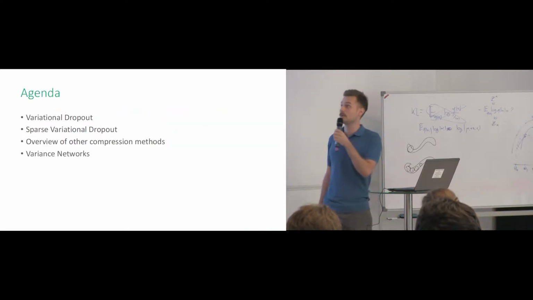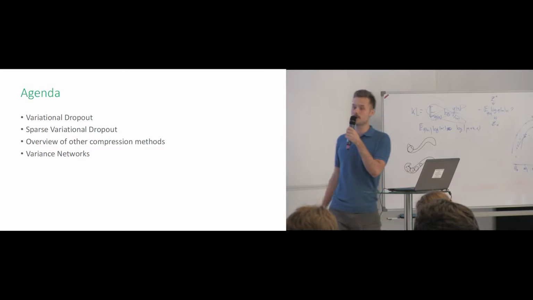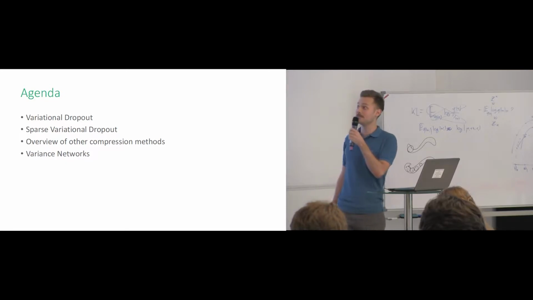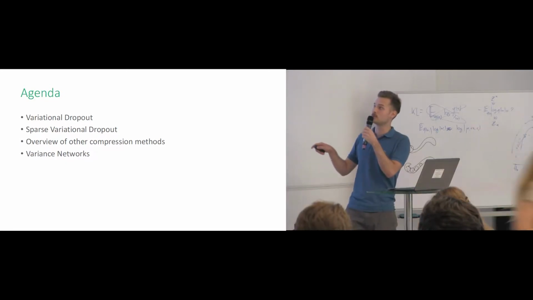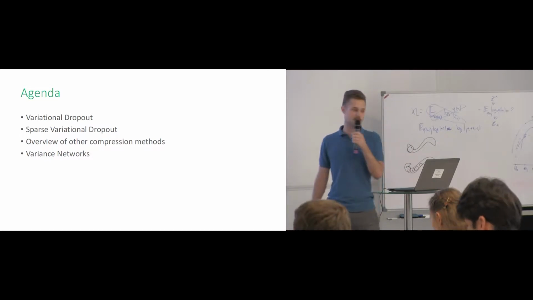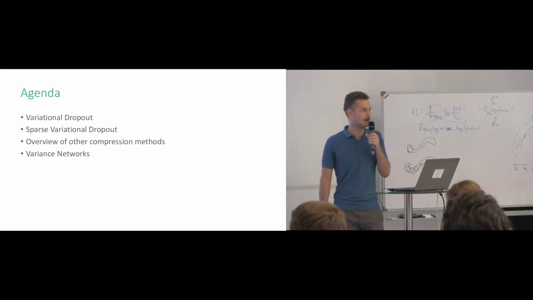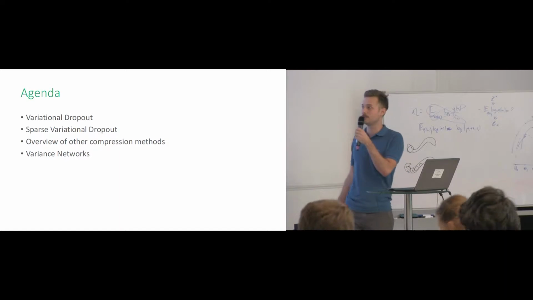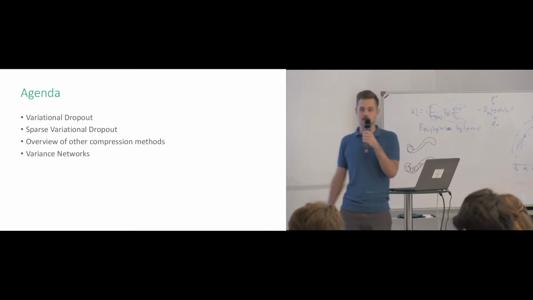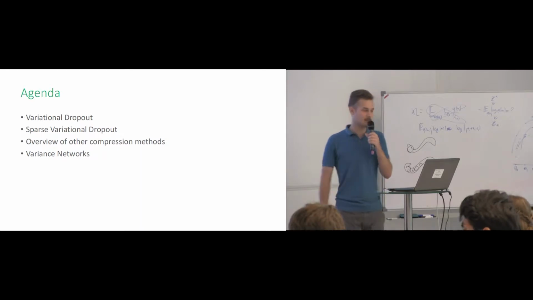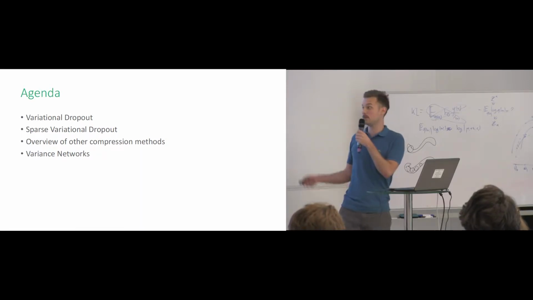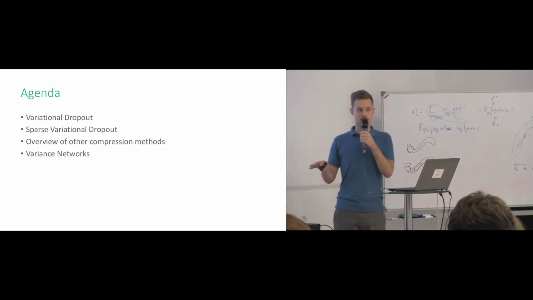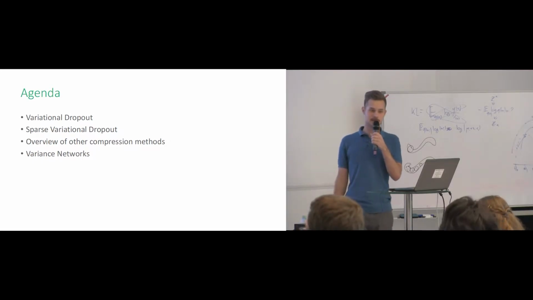So firstly we will talk about variational dropout. That's the ancestor of all the Bayesian networks, I think. And then we move to the improved version of variational dropout, that is sparse variational dropout. And as we are going to talk about sparsity, I decided to make a brief overview of other compression methods, of course Bayesian compression methods, because we have a Bayesian deep learning school. And finally, we will see a very intuitive model with very counterintuitive results.